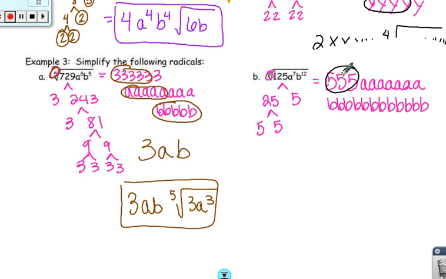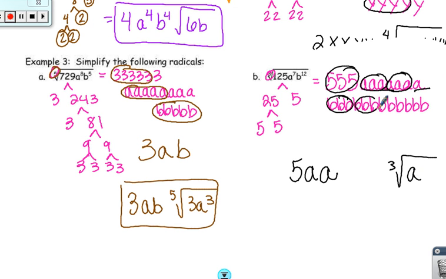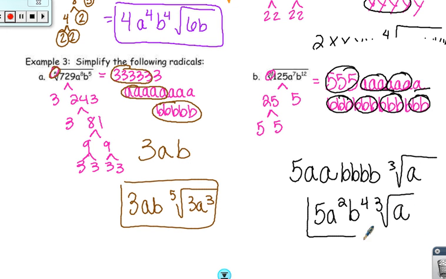So, group of 3 on my 5's gets to go out. There's my cube root. 1, 2, 3 A's. 1, 2, 3 A's. So A and an A comes out. This A has to stay in. 1, 2, 3. 1, 2, 3. 1, 2, 3. 1, 2, 3. So 4 groups of B's total on the outside. So 5A squared, B to the 4th. The only thing left inside is a single A.